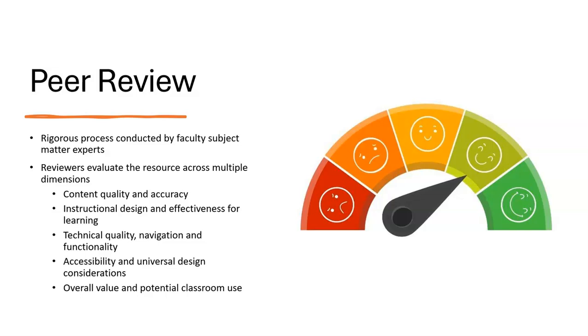and potential classroom use. The peer reviewers rate the material on a 0 to 5 scale for each of these areas and provide detailed comments explaining their ratings and feedback. This phase really gets into the nuances and specifics around the resource's quality, accuracy, and pedagogical effectiveness.